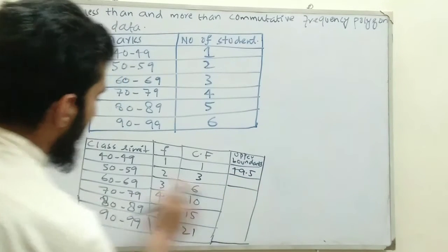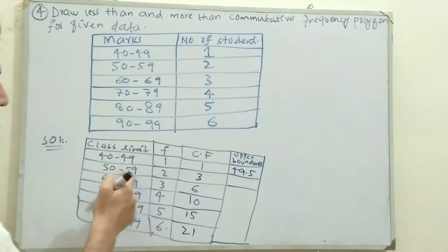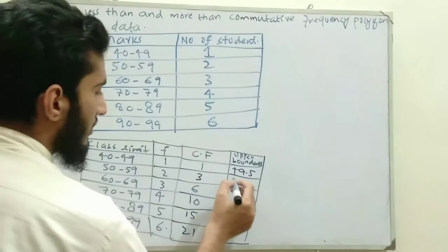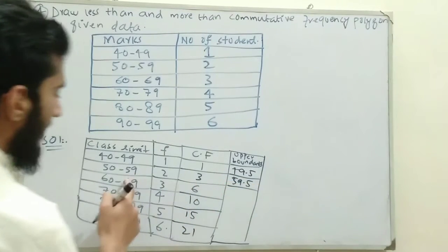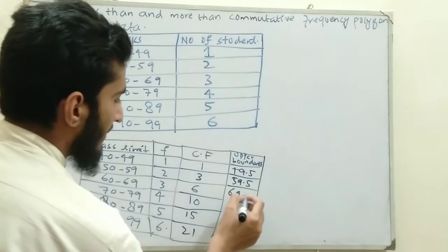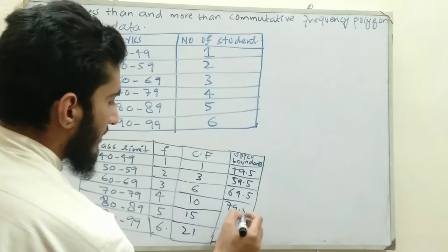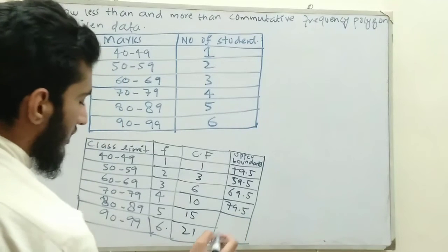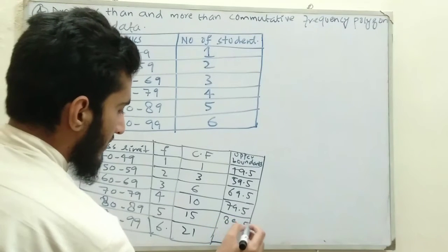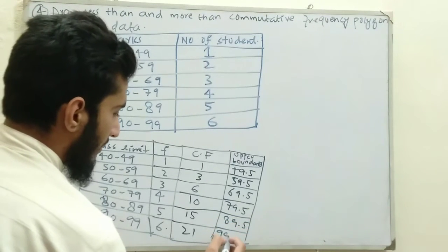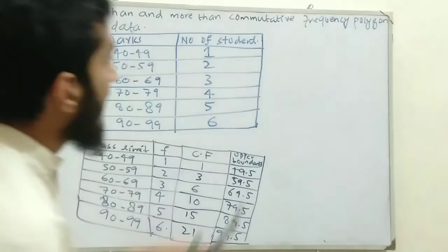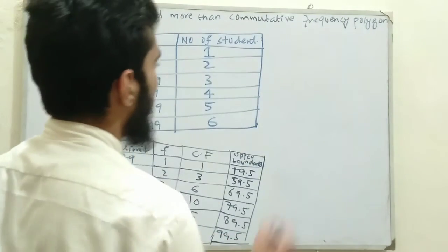Here also add 0.5 with the higher limit, so it will become 59.5. After this, add 0.5 with 69, so it will give us 69.5. This is the upper boundary. Here it becomes 79.5, and do the same procedure. So it becomes 89.5 and here 99.5. After this we are going to make the cumulative frequency polygon over here.